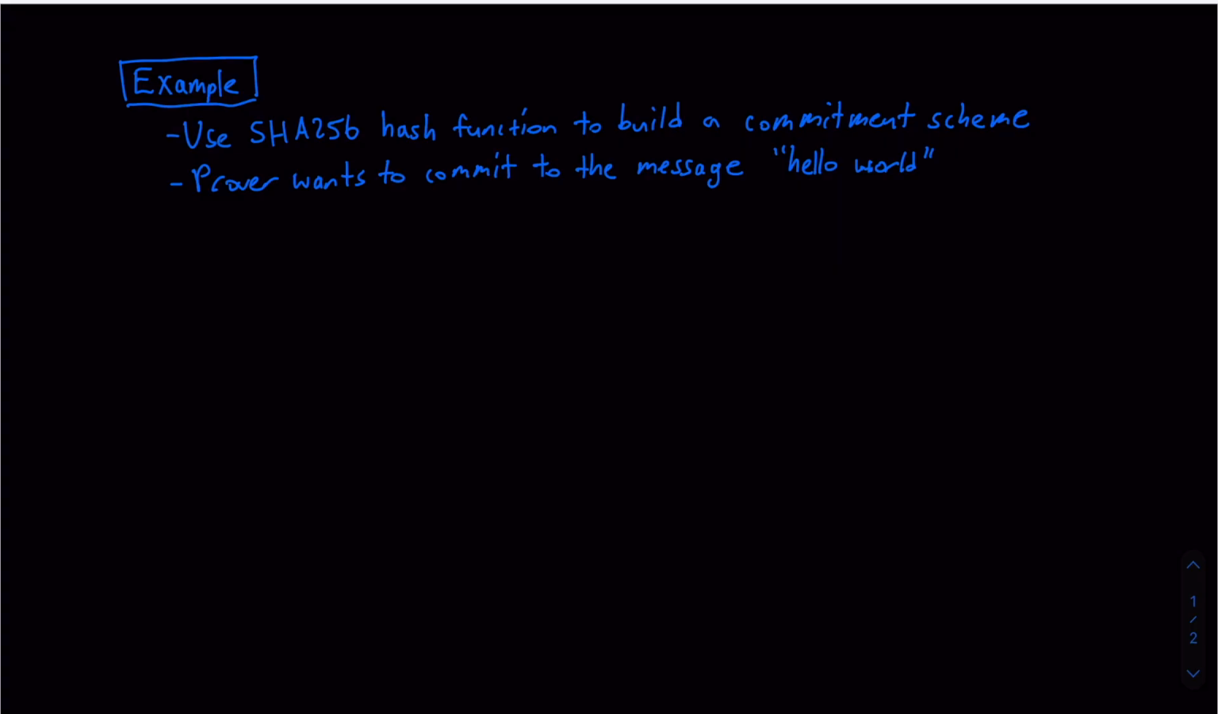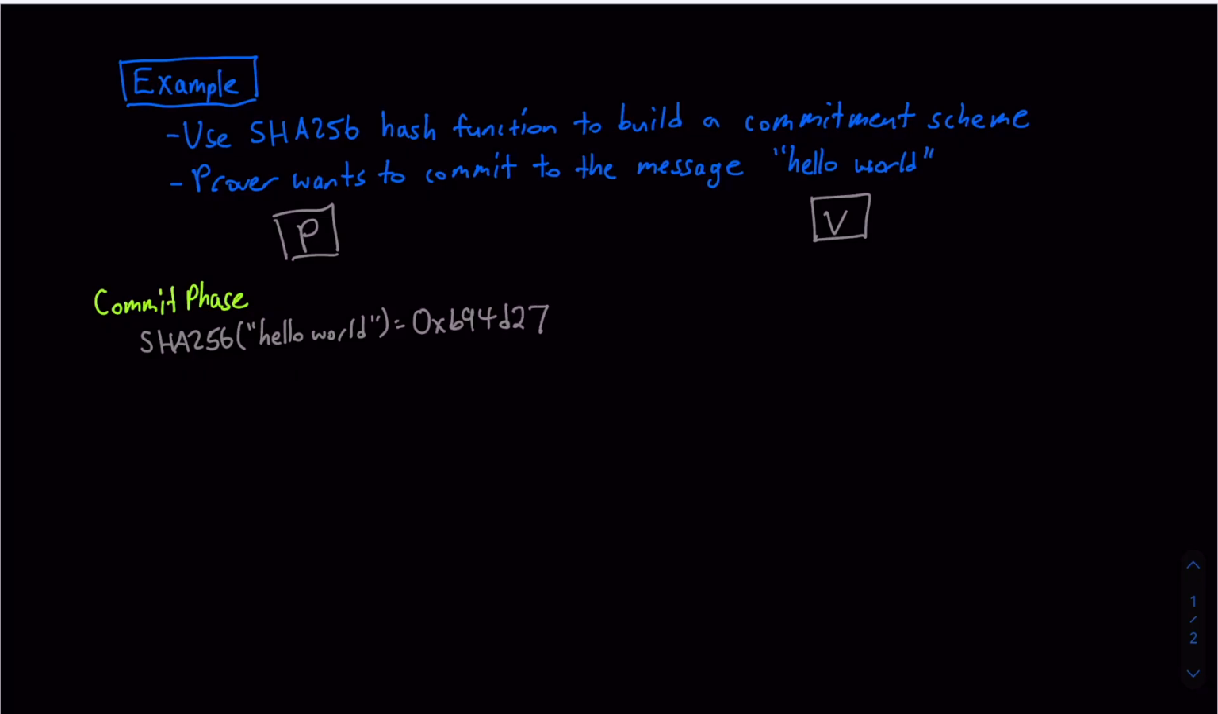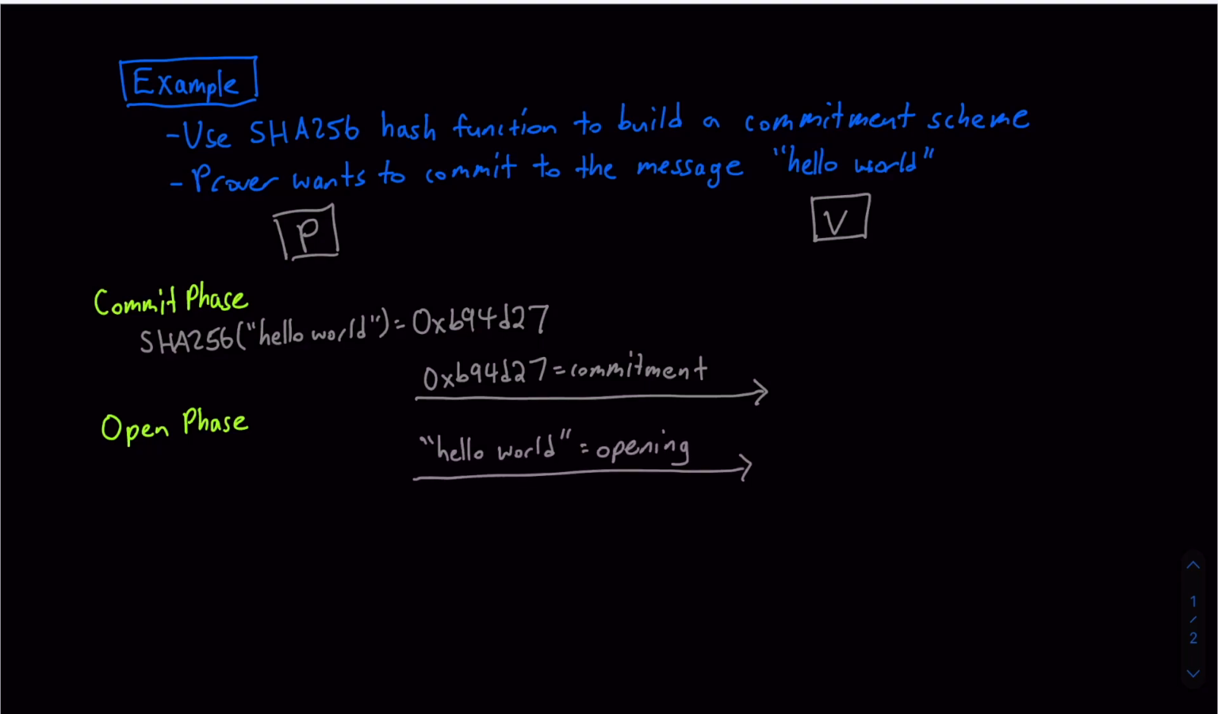Suppose the prover has some message, say the string hello world, that they want to commit to. In the first phase, the commit phase, the prover computes SHA-256 of hello world, which equals B94D27, etc. This output, B94D27, is the commitment, and the prover sends it to the verifier. Later on, during the open phase, the prover reveals the message by sending the message itself, hello world, in plain text to the verifier. The verifier can then hash it themselves and check that SHA-256 of hello world really does equal B94D27, confirming that the opening matches the original commitment.